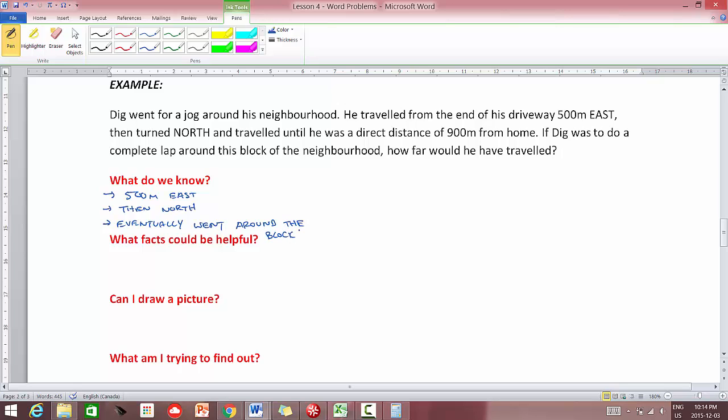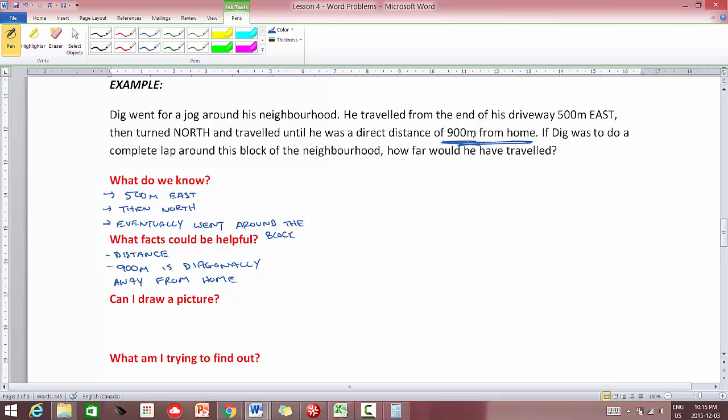Okay. What facts could be helpful? Distance. 900 meters is diagonally away from home. When we see that, and the fact that this guy has gone east and then north, he's turned at 90 degrees, and then he ended up being 900 meters directly from home. So this is important here. So 900 meters from home directly.